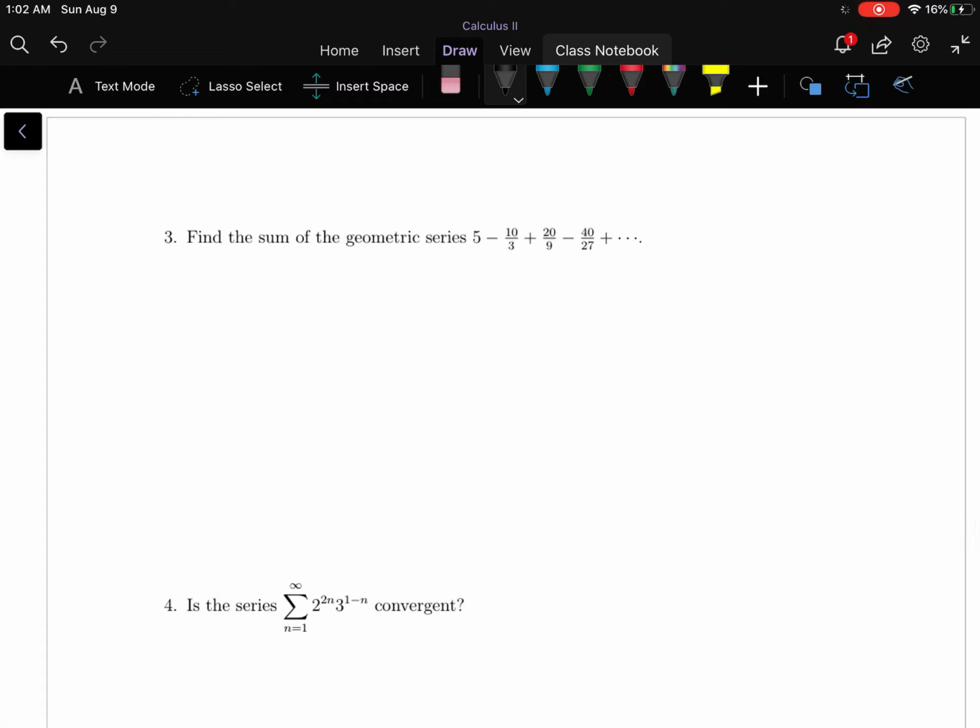And moving on to number 3, we want to find the sum of the geometric series 5 minus 10/3 plus 20/9 minus 40 over 27 plus onwards. And so you could tell that it's alternating, and we just need to figure out, well, what is the common multiplier here? What's going on?